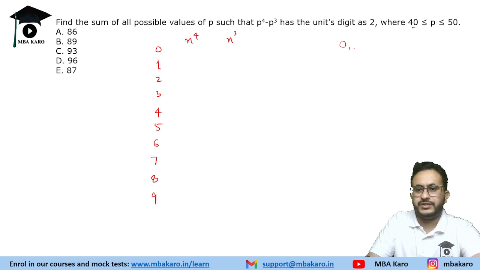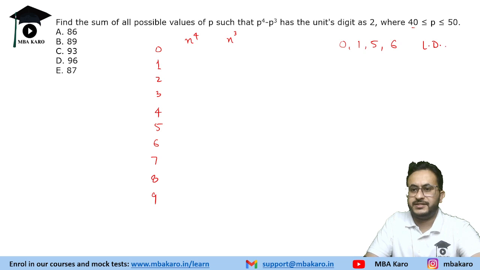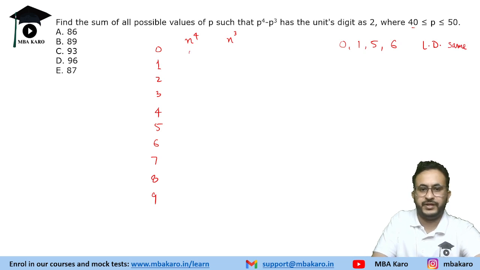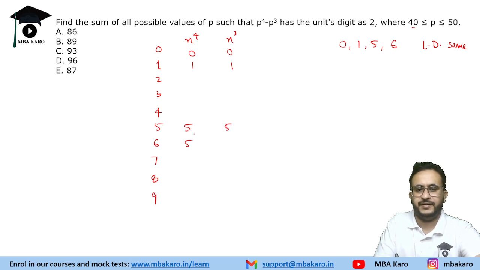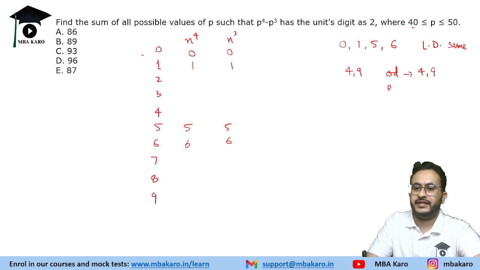The first digit will not matter. So we need to deal with the last digit thing. Now I told you 0, 1, 5, 6, right? Last digit is same. So 0 will end in 0, 1 will end in 1, 5 will end in 5, and 6 will end in 6. Okay. Now these four are done. And I told you 4 and 9. Odd power, that is 4 and 9.